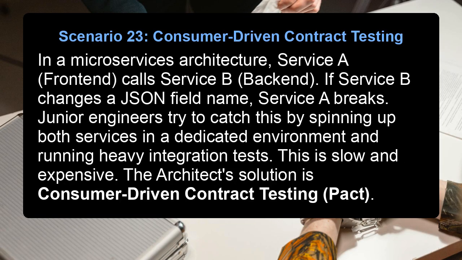Scenario 23. Consumer-driven contract testing. In a microservices architecture, Service A, frontend, calls Service B, backend. If Service B changes a JSON field name, Service A breaks. Junior engineers try to catch this by spinning up both services in a dedicated environment and running heavy integration tests. This is slow and expensive. The architect's solution is consumer-driven contract testing, PACT.